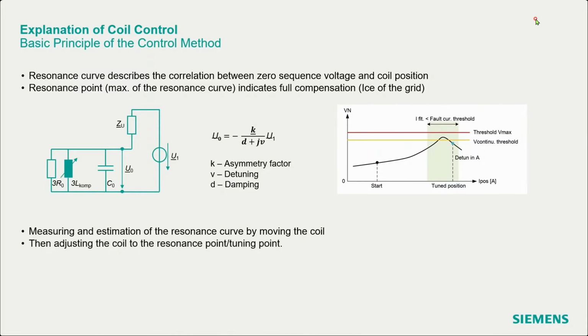And after the estimation is done and the resonance curve is calculated, it will know where the resonance point is, and then the function will move the coil to the tuning position, which would be for full compensation the resonance point. But in reality we will most of the time not use the resonance point directly because the zero sequence voltage can be quite high there, but we most of the time use a slight overcompensation as shown here in the diagram. So this is how one tuning cycle works.